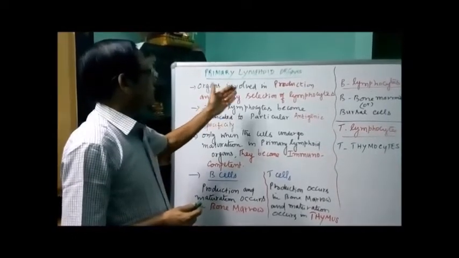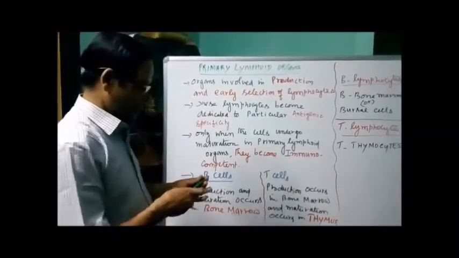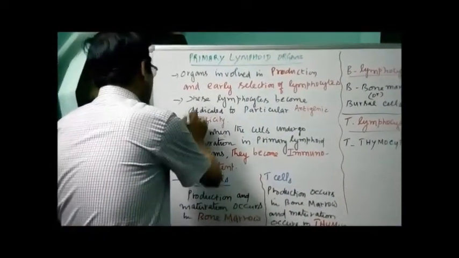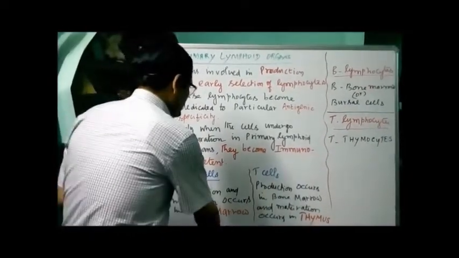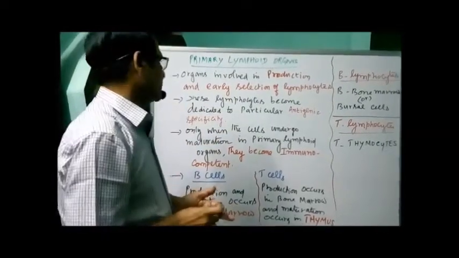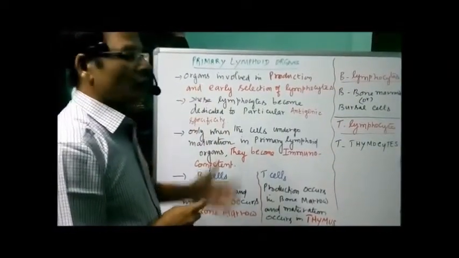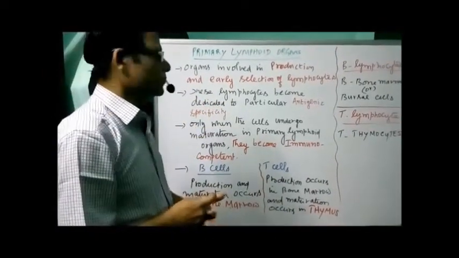So, once the lymphocytes are formed, these lymphocytes become dedicated to a particular antigenic specificity. So, a particular lymphocyte attacks only a particular antigen.